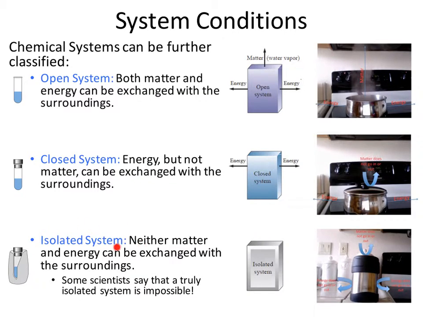The best that we can do is an isolated system. Now, some scientists say that it's truly impossible to get an isolated system because there is always going to be some energy change. But an isolated system is one that helps reduce the amount of energy that is lost or gained by the system to the surroundings, and as well minimizes the amount of matter that goes in and out.